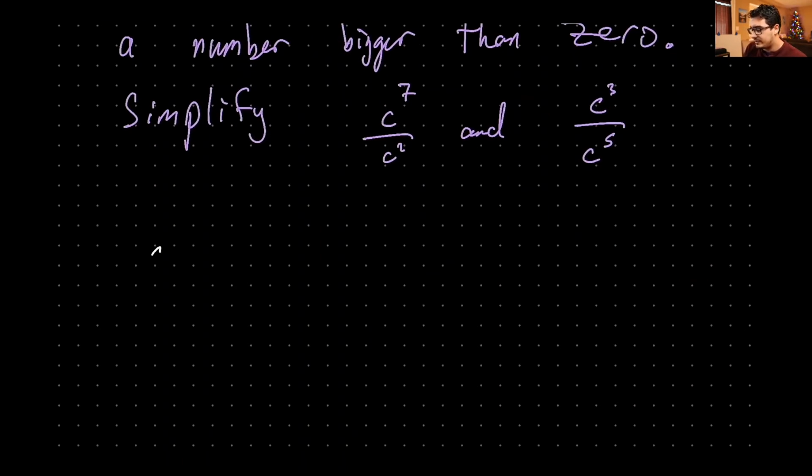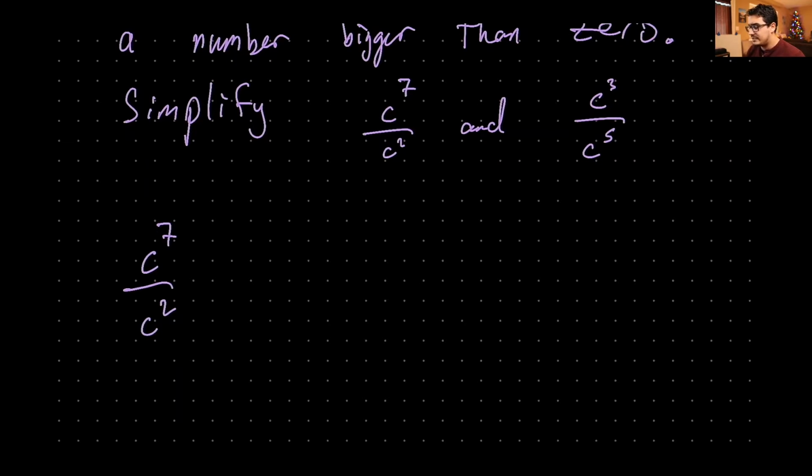So the first one is c to the 7th over c squared. So the idea here is I just want to go over that subtraction aspect of exponents. So when you're dividing, you're actually subtracting exponents. So it'd be 7 minus 2. And then you say, what's the number? Now it's c to the 5th power. And if it's positive, you're done.